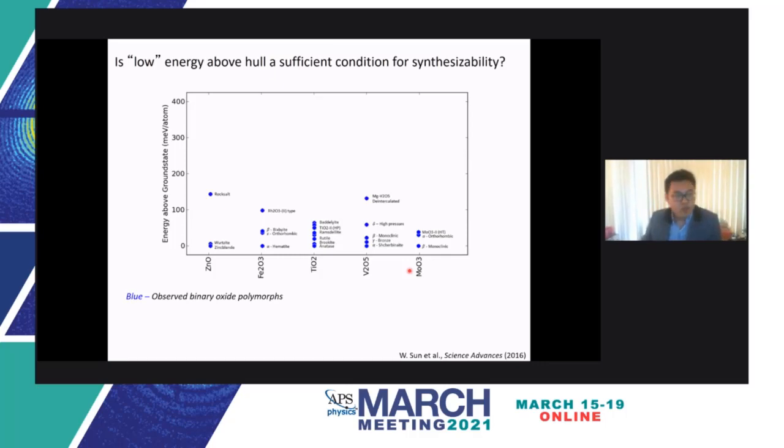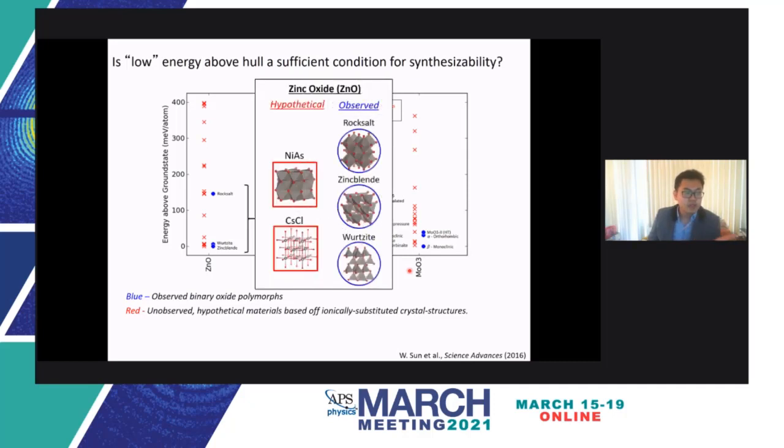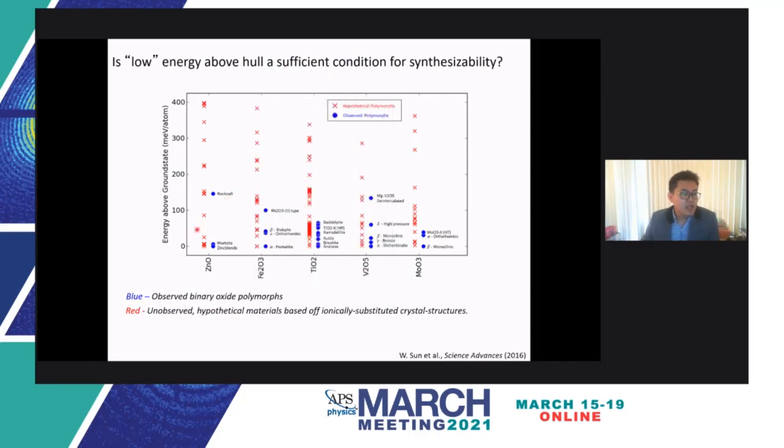What was surprising was that when we started calculating hypothetical polymorphs, these are polymorphs that have known crystal structures, but not for that chemistry. Just to give an example, for zinc oxide, observed structures are rock salt, zinc blende, and wurtzite. Cesium chloride and nickel arsenide are known prototypes that zinc oxide does not form in, but we can calculate their energies in DFT. And we find that hypothetical structures have an energy window that is oftentimes within the observed energy spectrum of the observed phases.